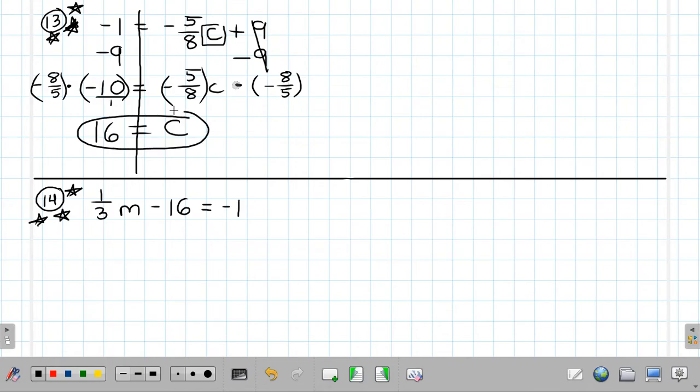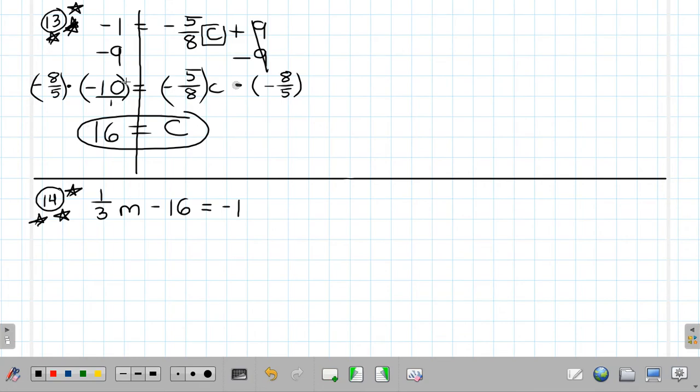But once again, if you need to, just double check yourself. You can plug this back in up here. Negative 5/8 of 16. So negative 5/8 times 16, that would be, in this case, let's see, negative 10. Okay. The negative 10 plus 9 is negative 1.